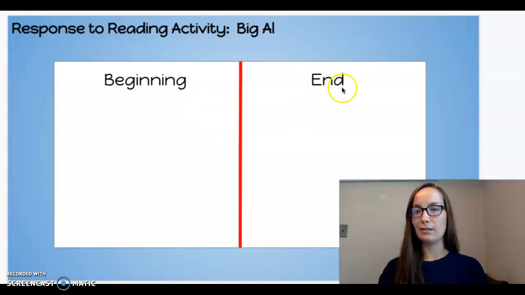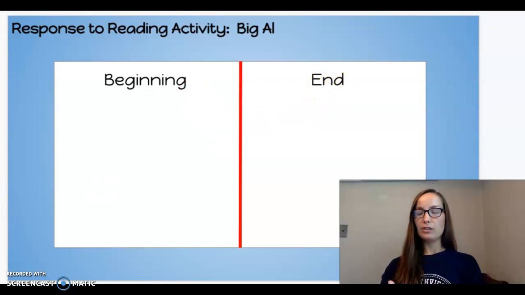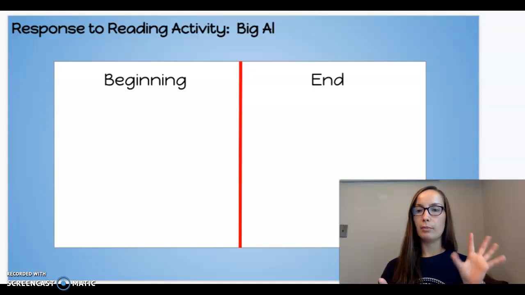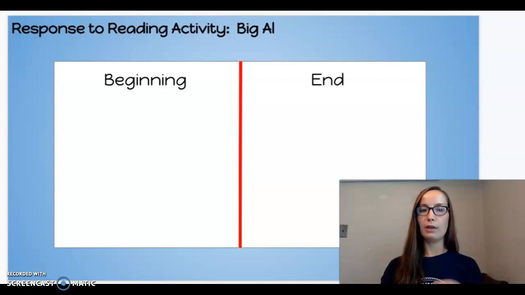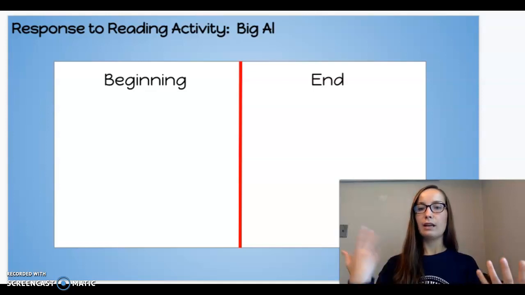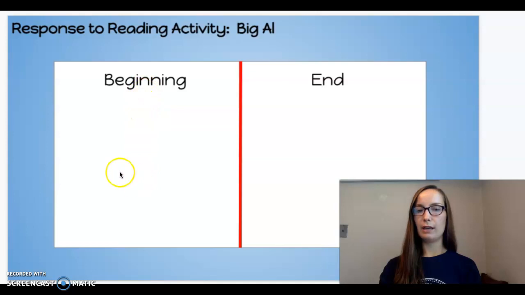the word end. And I simply just want you to draw a picture on either side showing how the fish and Big Al acted at the beginning of the story and how they acted at the end of the story. So underneath beginning, you're going to draw a picture of how they acted at the beginning, and under end, you're going to draw a picture about how they were at the end of the story.